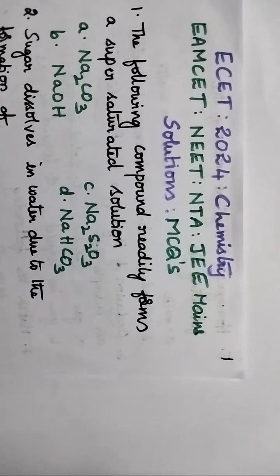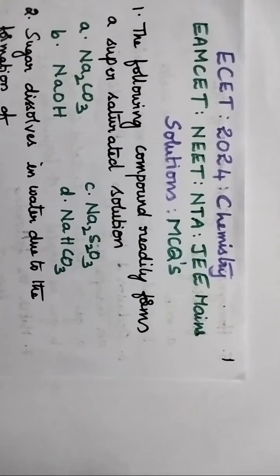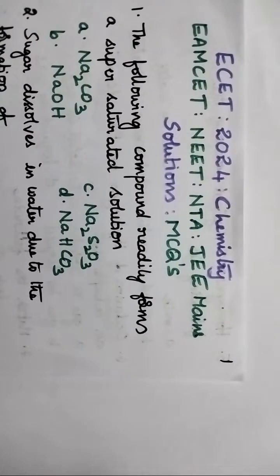So, what do you mean by a solution? It is a homogeneous mixture of two or more substances. A binary solution consists of only two components, solute and the solvent. The component which is present in the larger proportion is called the solvent, and the one which is present in the smaller proportion is called the solute. Four terms are used to express concentration, namely molarity, normality, molality, and mole fraction.